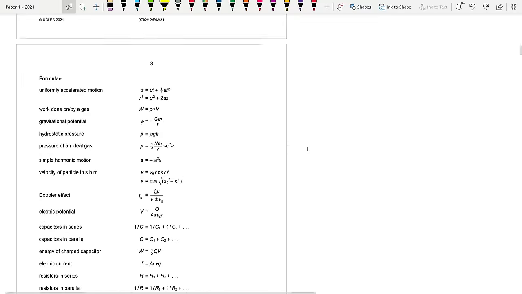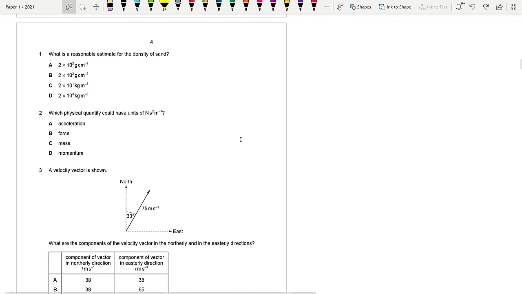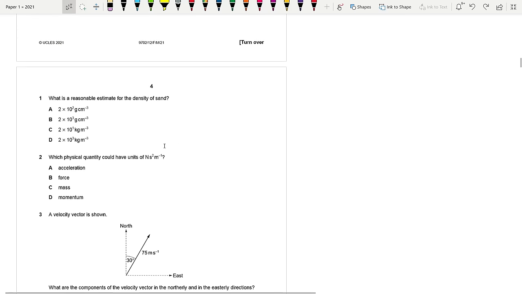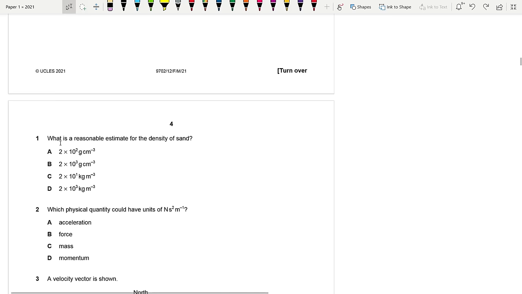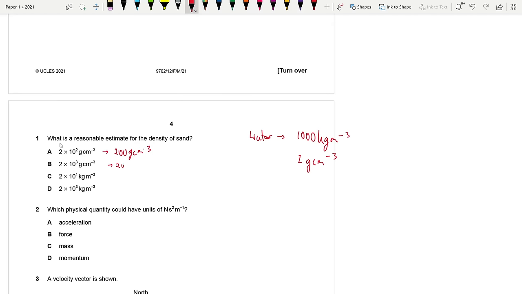Okay, let's begin. Starting with the first section of the video, questions 1 to 10. This is February, March 2021, variant 12. What is a reasonable estimate for the density of sand? So if you think about it, you need to know the density of water. For water, the density is 1000 kilograms per meter cube, or that's actually 1 gram per cm cube. That's the conversion. So this is basically 200 gram per cm cube. This is 2000 gram per cm cube. That's very dense. This is 20 kilogram per meter cube, and this is 2000 kilogram per meter cube.